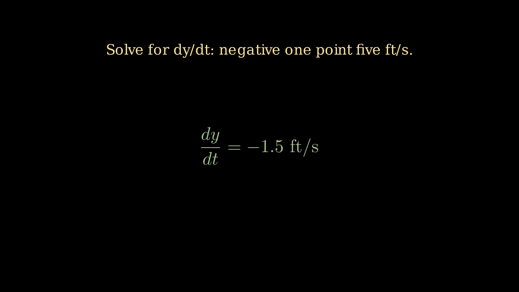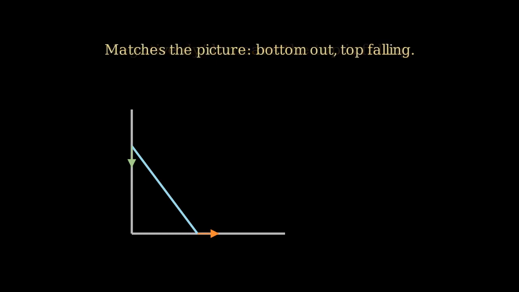Let's check this. The value is negative, and that negative sign tells us y is decreasing, meaning the top of the ladder is falling. That matches exactly what we see in the picture. As the bottom slides out, the top slides down.